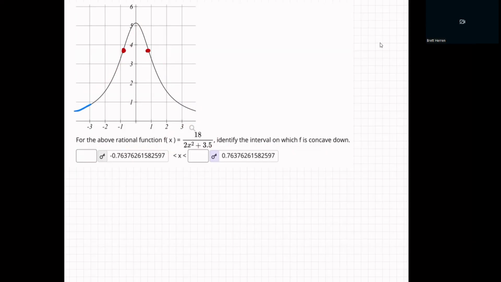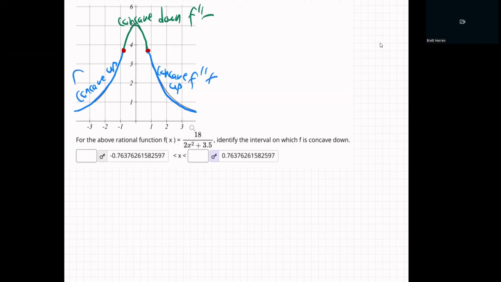There's a change. See how this is concave up, like a bowl turned up, and this also is concave up, like a bowl turned up. But then right in the middle, this section is concave down. It's a bowl turned down, meaning the f double prime is negative, and for these other two parts, f double prime is positive. Remember, because f double prime, second derivative, tells us concavity.